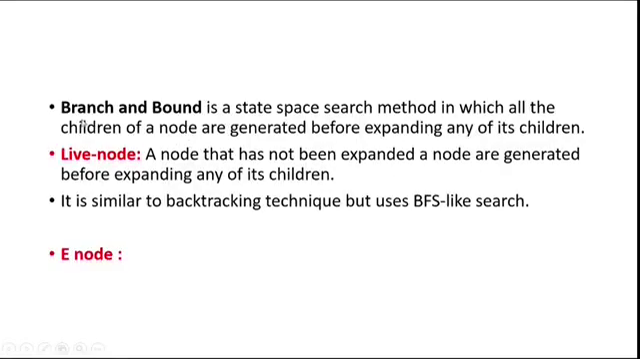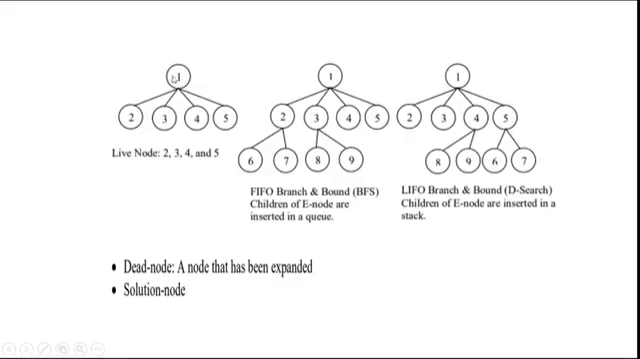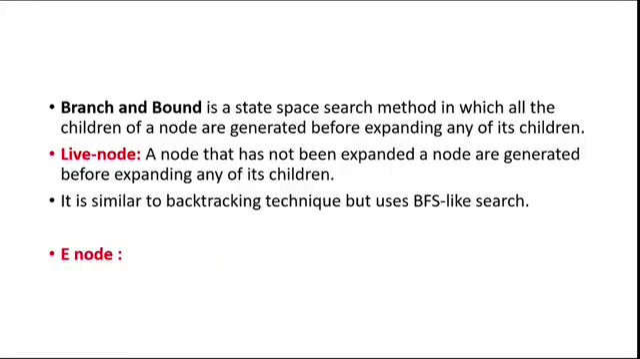Branch and bound is a state space search method in which all the children of a node are generated before expanding any of its children. That means if you have this node, it will be expanded. This is a live node, this is a live node. Next time, this node will be expanded, then this node, whichever is very good. This is actually the definition of a live node: a node that has not been expanded, whose children are generated before expanding any of them.